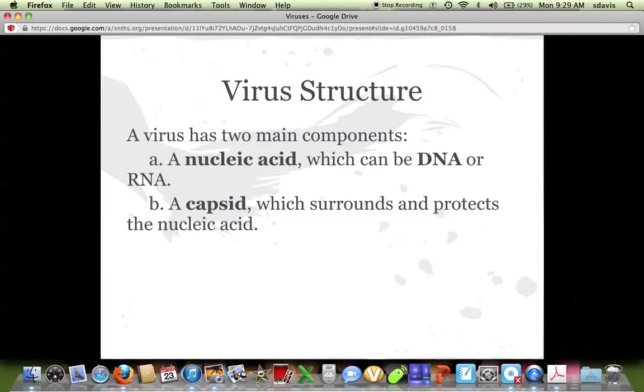and protects it. If you think of a nucleus inside of a cell, how the nucleus protects DNA inside of humans, that's kind of what you can imagine a capsid as being, something that surrounds the genetic material and protects it.